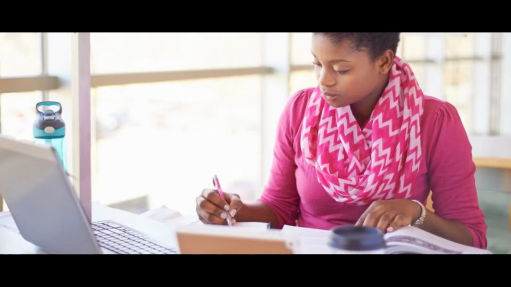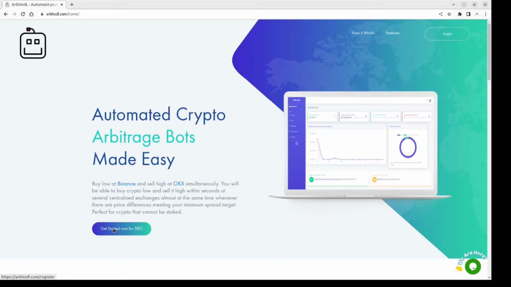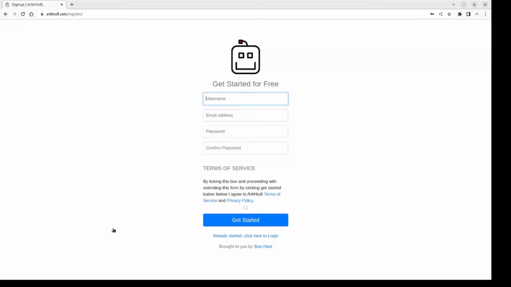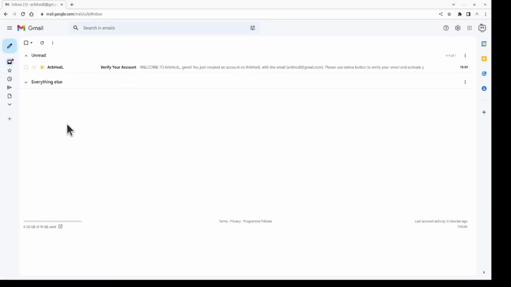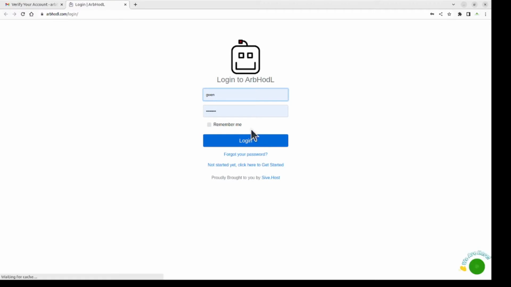So, if you are totally new, you need to click on the Get Started Now for Free button on the homepage. Register by putting in your username, email address, password, then confirm your password, and read the terms of service and privacy policy. Decide whether you agree by clicking this checkbox and click on Get Started. Go to your email account, check spam or inbox. Find the arbhodl.com verification email. Click Verify Email. Then log in.